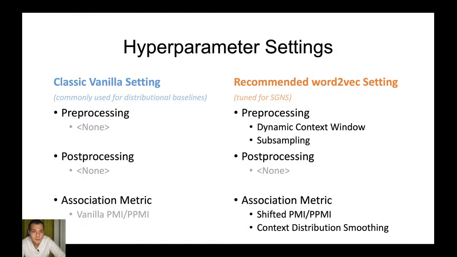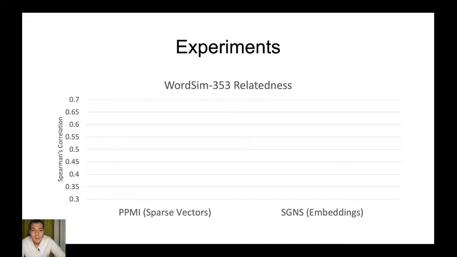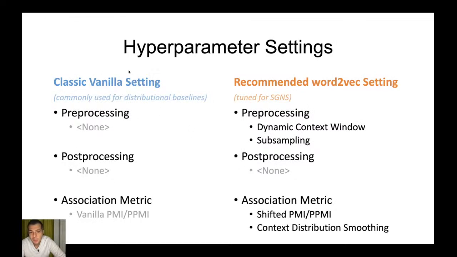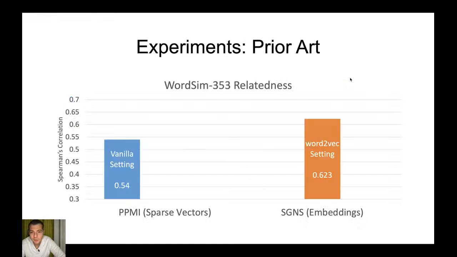So for pre-processing, they use dynamic context windows and subsampling. They do not use anything for post-processing, and for the association metric, they use context distribution smoothing. Okay, so these are the baselines. So one is related to, let's say, comparing apples to apples, and the other comparing oranges to oranges. So yeah, in the prior art, they were comparing the vanilla setting for the distributional approach, and this, let's say, adapted setting for word2vec.